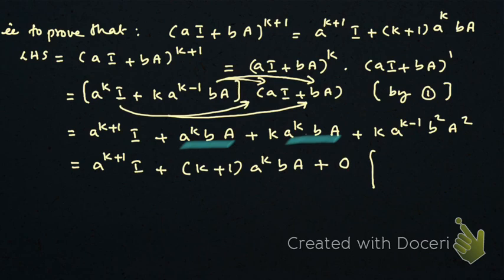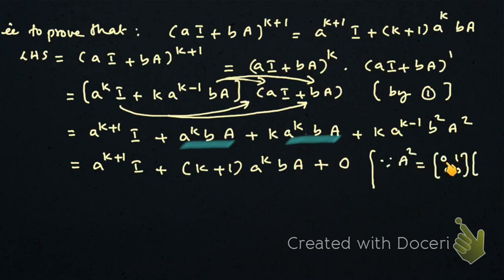But how can it be 0? K is any positive integer, not 0. A cannot be 0 according to the question. Then the question doesn't exist. B cannot be 0. And the only possibility is that this a square could be 0. So I'm going to work out what is a square.